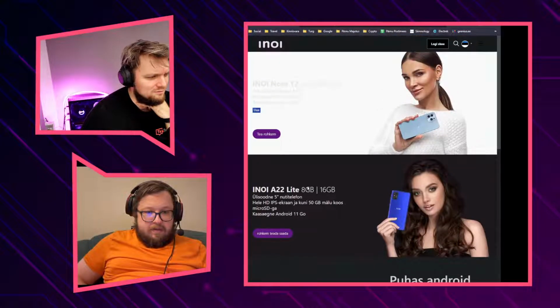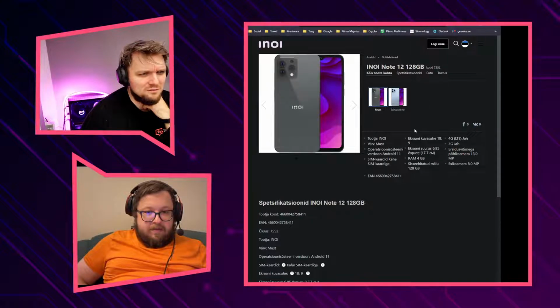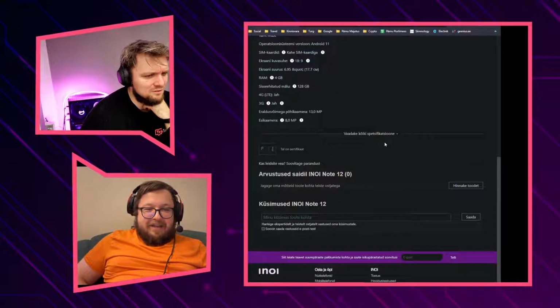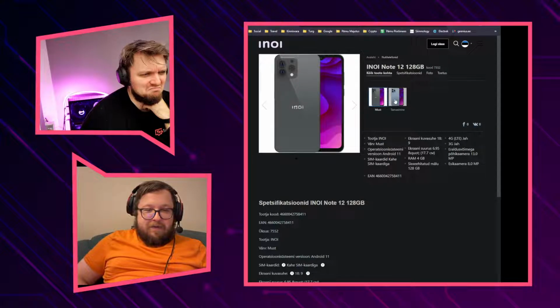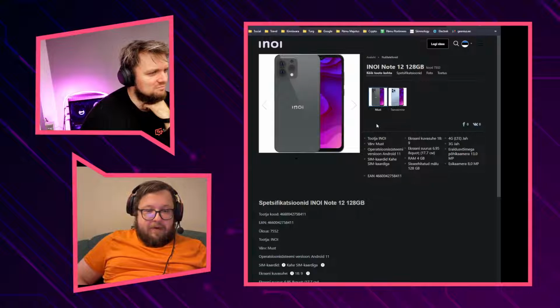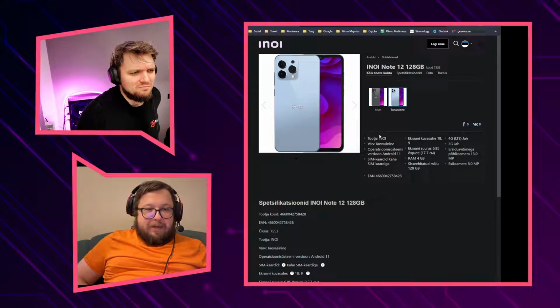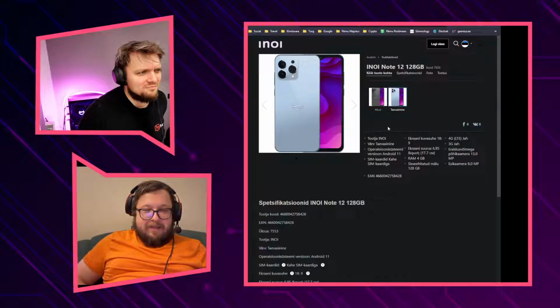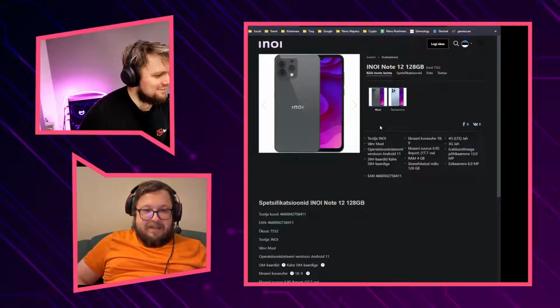So, how much is it? Can you check their phone? They have the list of phones. Open the page for the Inoi Note 12 and tell me what this phone looks like. Well, I mean, yeah, but that's basically why I use Firefox.